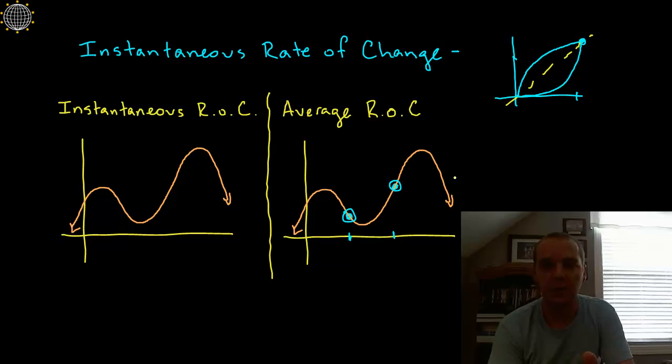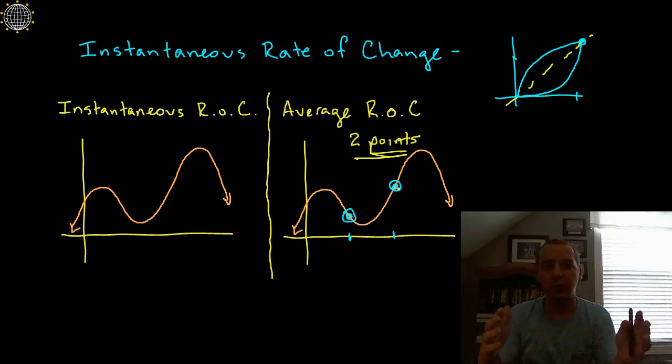And this holds true not only for velocity, but also for financial problems or temperature problems or whatever. The average rate of change requires 2 points, so that you can determine a rise over run between those 2 points and get the average rate of change.